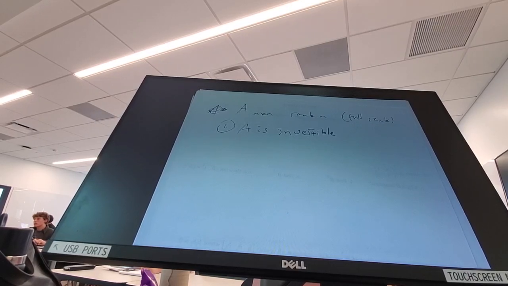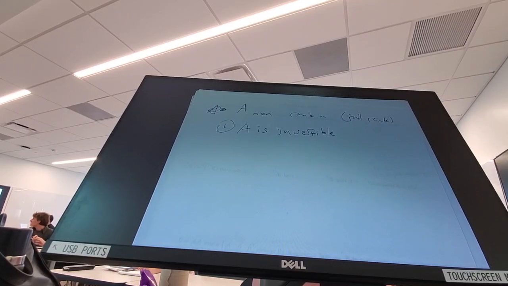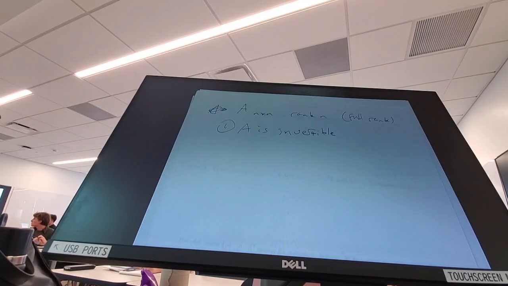I have an n by n matrix and it's full rank. That means every single column in it is independent, which means it's invertible. Is that cool? I like it.